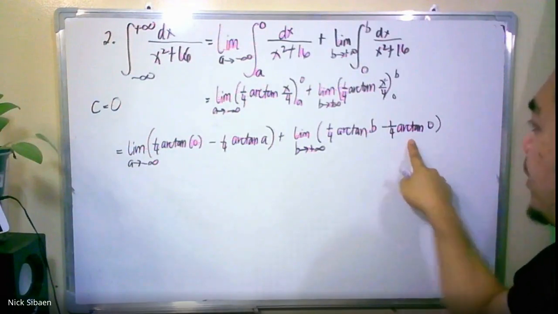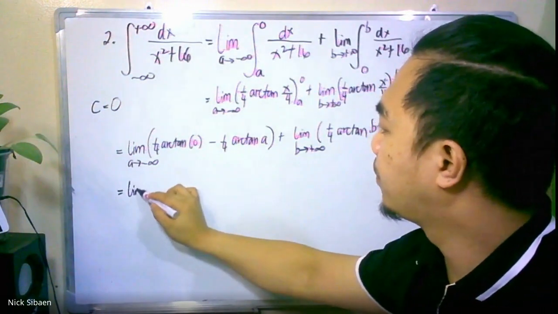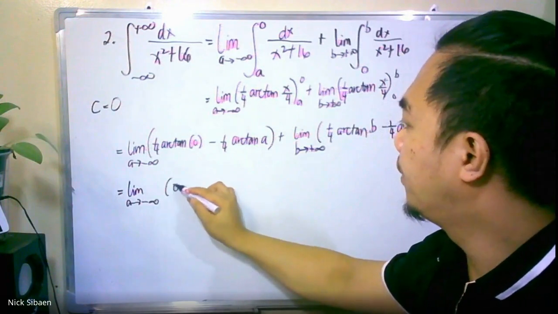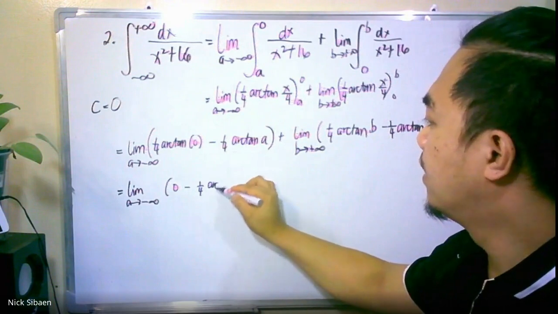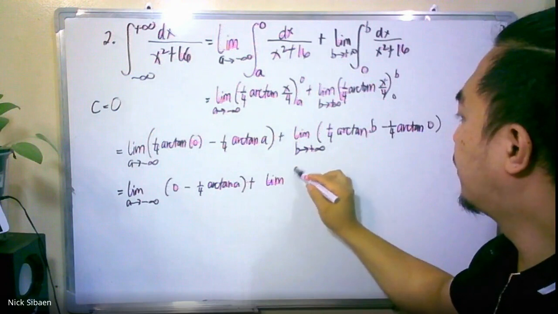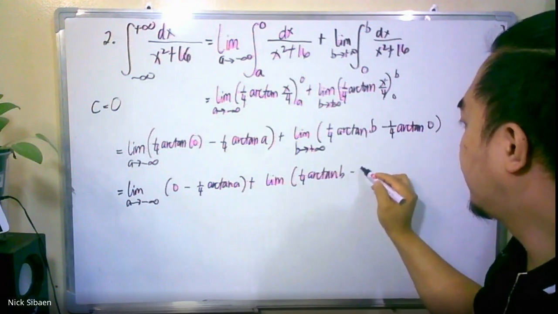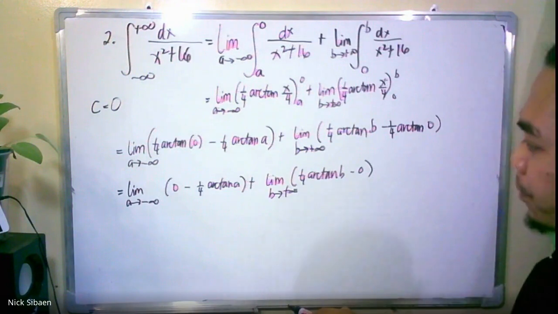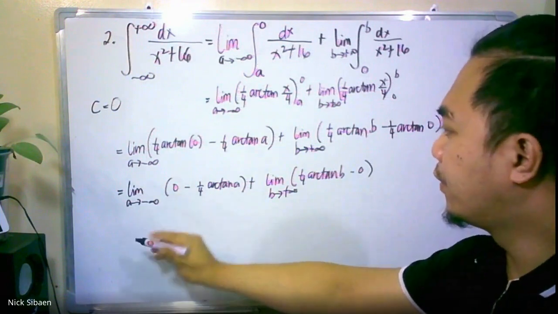So 0 dito at saka dito. Isulat na lang natin para malinaw. So 0 yan yung buo, pero may variable dyan. We just simply write it as is. Arctan A plus limit of 1/4 arctan B minus 0 ulit yan as B approaches positive infinity. So well, 0 lang naman yan. We can simply disregard that. The limit is of course 0.